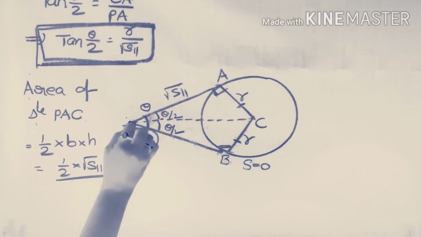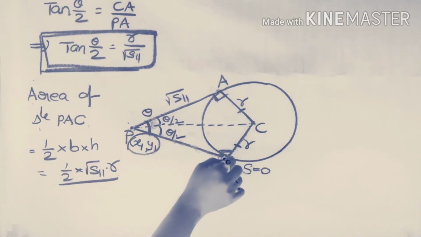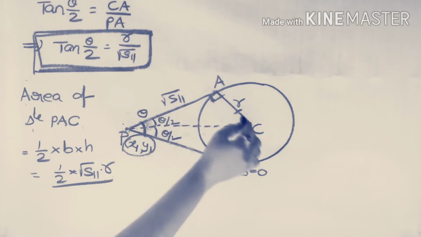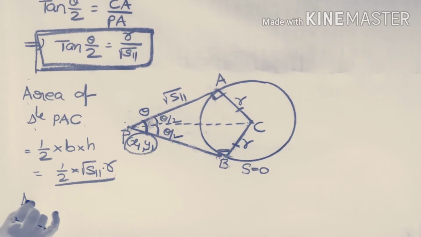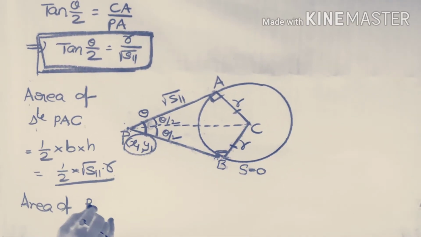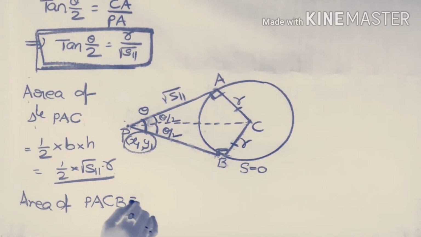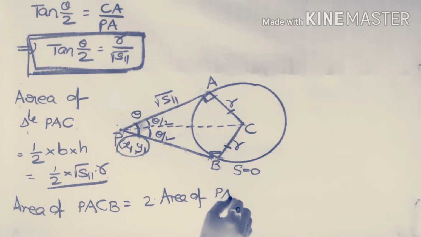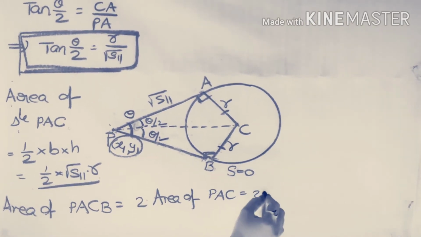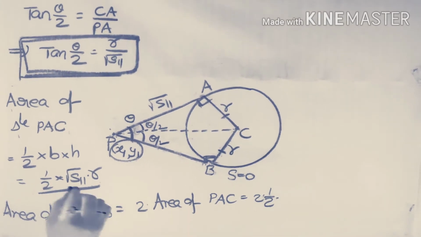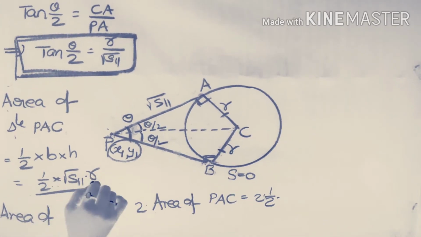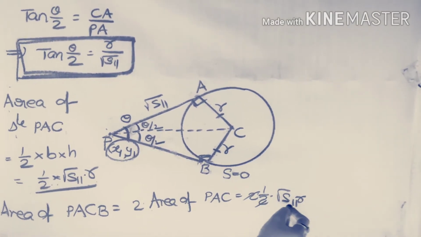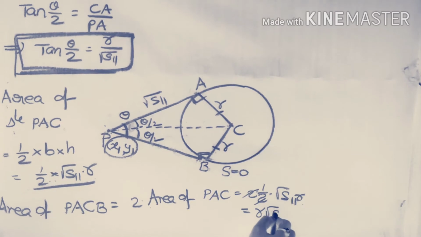That is, the area of the quadrilateral PACB is equal to 2 into the area of the triangle PAC. That equals 2 into 1 by 2 into root S11 into R. That is 2 into half into root S11 into R, which is equal to R into root S11.